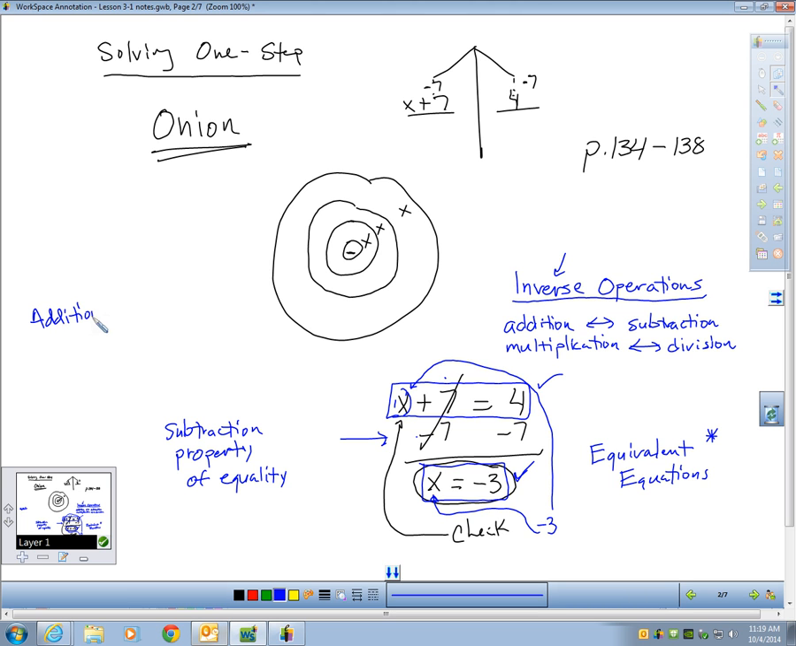We'll use all these in today's video. I'll do an example of each just so we can see it. We also have on page 135 a multiplication property of equality. You can multiply each side of an equation by the same amount and get a correct solution. And you also have a division property of equality. Okay?